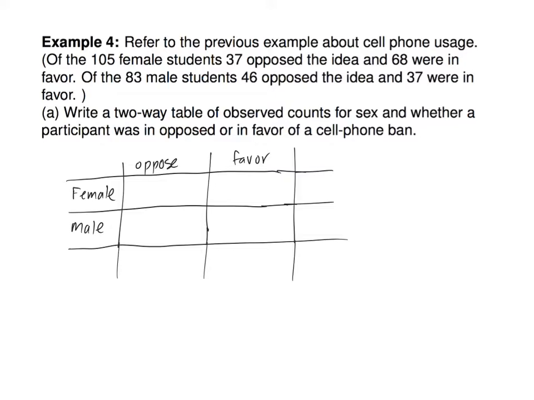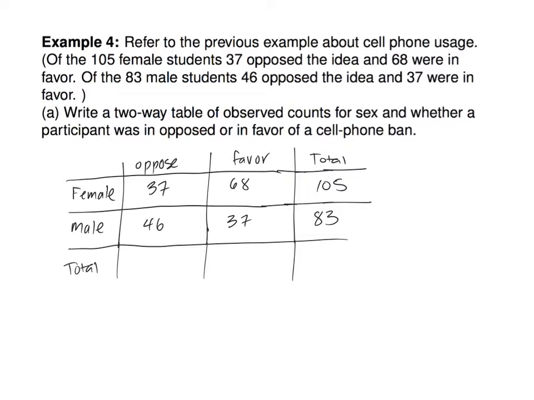Okay. And over here, you're going to be total. How many females opposed the ban? 37. How many were in favor? 68. For a total of 105. Great. How many males opposed the ban? 46. How many were in favor? For a total of 83. Great.